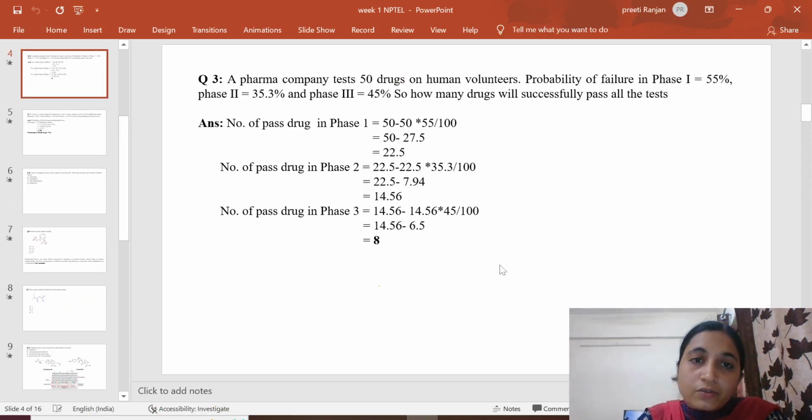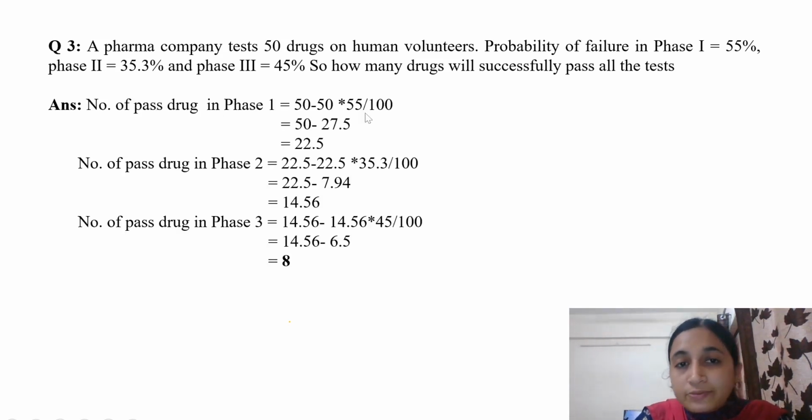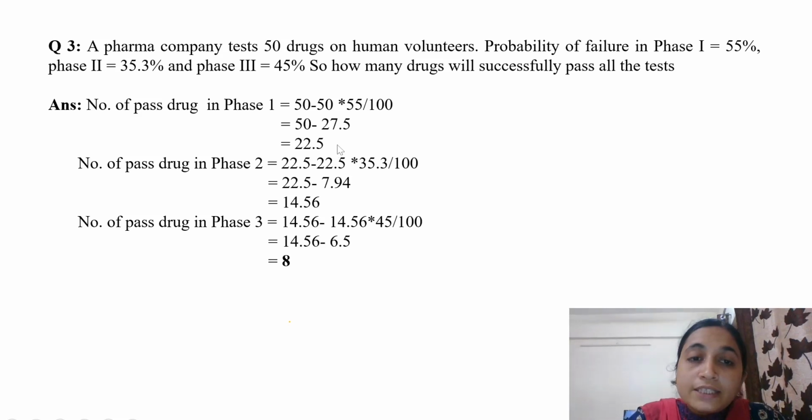Question number three. Tell me what the problem is here. In this, 50 drugs are tested on human volunteers. In phase 1, the failure is 55%. So first we have to find out how much drug has passed in phase 1, right? So 50 drugs are there. So 50 minus 50 into 55 upon 100. So only 22.5 drugs will pass phase 1, right?